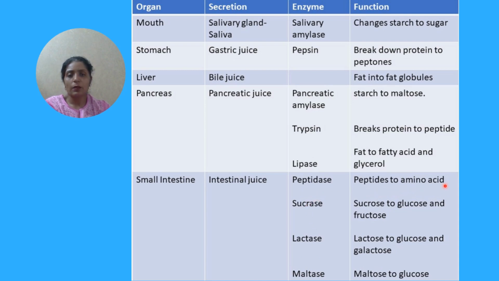Peptidase converts peptides to amino acids. Sucrase converts sucrose to glucose and fructose. Lactase converts lactose to glucose and galactose. Maltase converts maltose to glucose. So these three, liver secreting bile juice, pancreas secreting pancreatic juice, and intestine secreting intestinal juice, these three work in basic or alkaline medium. These all are poured into the small intestine for digestion.